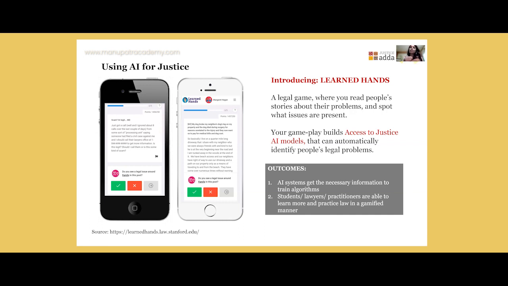And the second is that even for students, lawyers, practitioners, this was a way to engage with daily law and actually practice law in a gamified manner. So it had two different outcomes that it was able to fulfill. Of course, there's a lot of work that still needs to be done in the domain of AI for justice, but this is a very simple start to at least start gathering that kind of intelligence and build on how users might react to a situation like this.